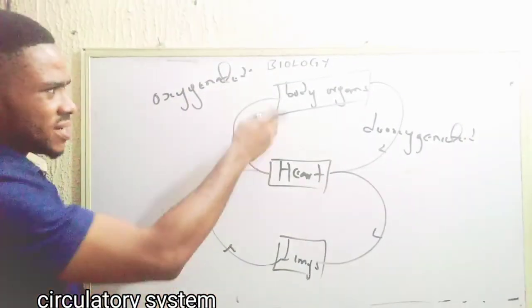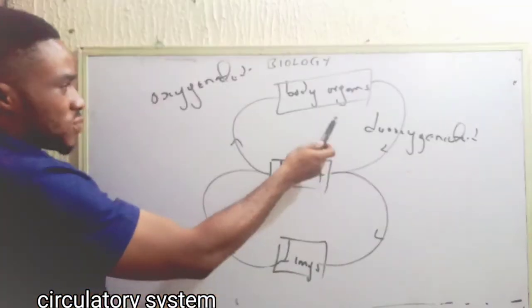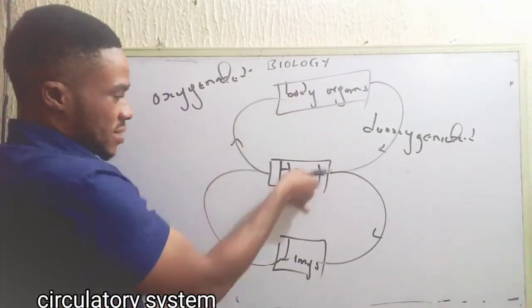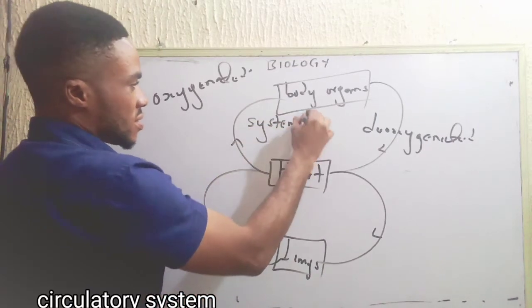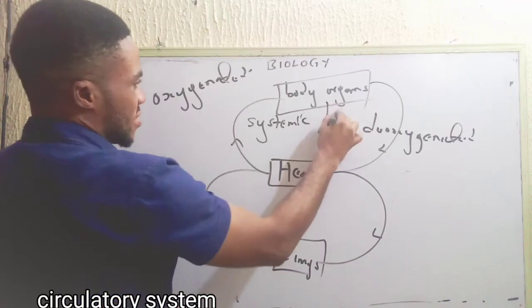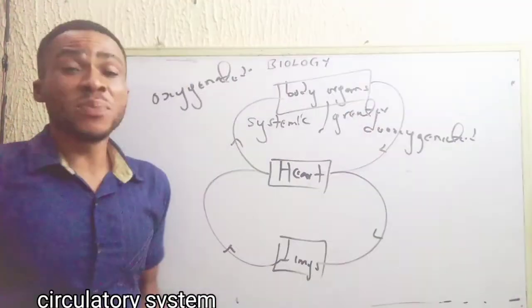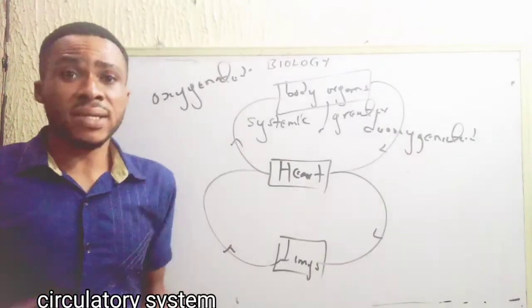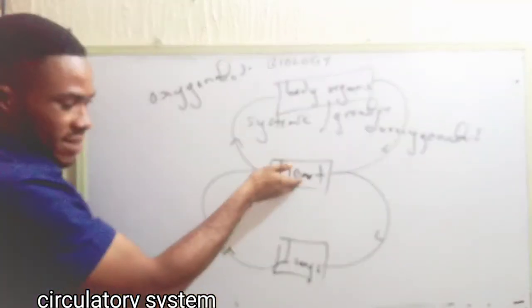One of them is the circulation of blood between the body organs and the heart, which is normally called the systemic circulatory system. Either you call it systemic circulatory system, or you call it the greater circulatory system. Why is it greater? It is pumping blood from your head to your toe, so the distance covered is much larger when you compare it with the pumping of blood between the heart and the lungs.